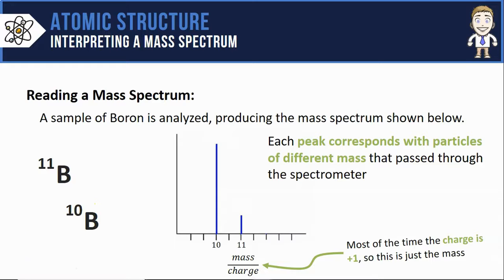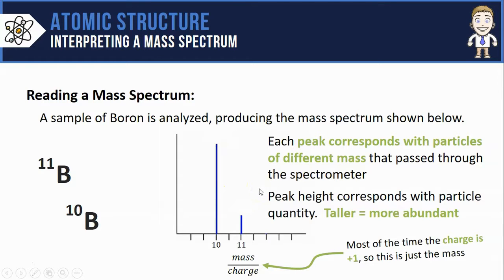The last element of the spectrum that needs some analyzing has to do with the heights of the peaks. You can see this one at 10 is much taller, while the 11 peak is much shorter. The peak height simply corresponds with the particle quantity. The taller it is, the more abundant that particle was. So right away I can see that my boron 10 isotope must be more abundant, or there was more of those in the sample than boron 11.